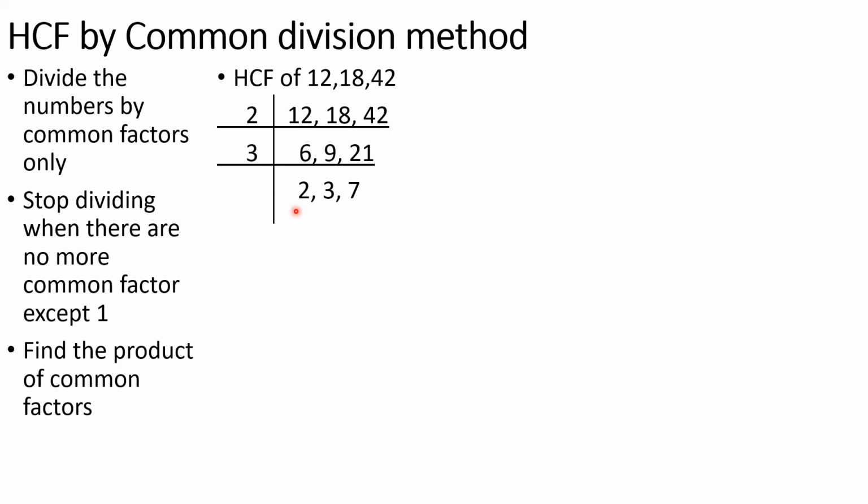But is there any common factor for 2, 3, 7? No, because 2, 3, 7 all are prime numbers and there is no common factor for these numbers. That's why we will stop dividing here. Now we will see what the common factors are, 2 and 3, and we will find out the product of these. So HCF equals 2 multiplied by 3. Very simple. It means your HCF is 6.